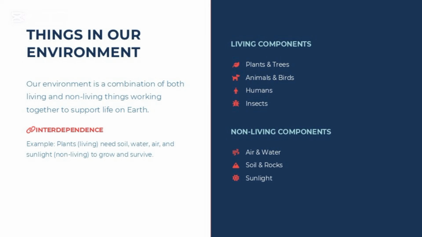Without sunlight, for instance, plants wouldn't be able to perform photosynthesis, and without soil and water, they wouldn't have the nutrients and hydration they need. Similarly, animals, birds, insects, and humans all depend on these non-living components as well. Everything in our environment is linked in this way, creating a delicate balance that sustains life. So, understanding this interdependence helps us appreciate why preserving both living and non-living parts of our environment is so important for the health of our planet.